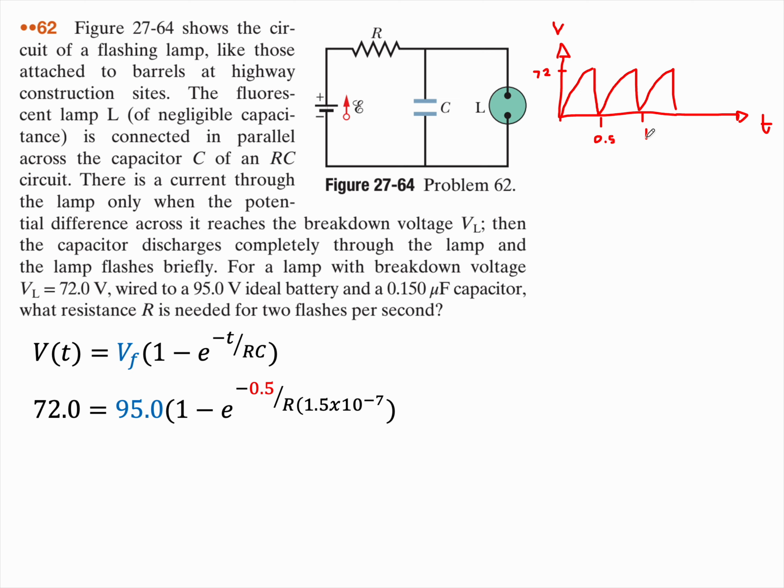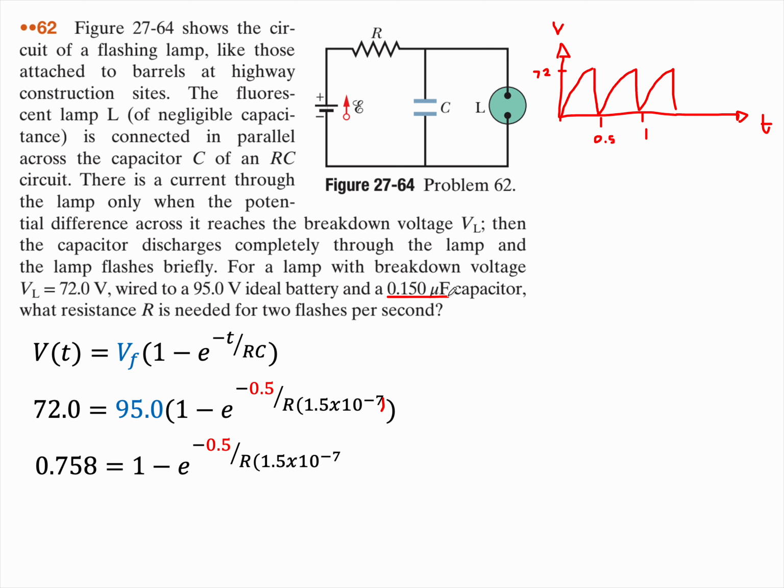Plugging in our numbers, we just have to solve this algebraically. Sorry, I'm missing an extra parenthesis over here. Forgive me. Pretend it's there. Just plugging in our capacitance, 1.5 times 10 to the minus 7th. That's this number right here. And now just doing math.